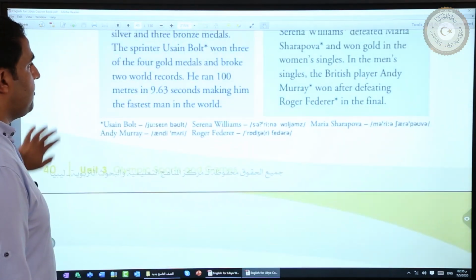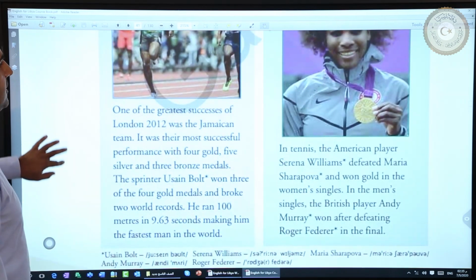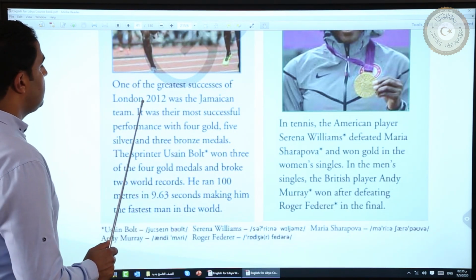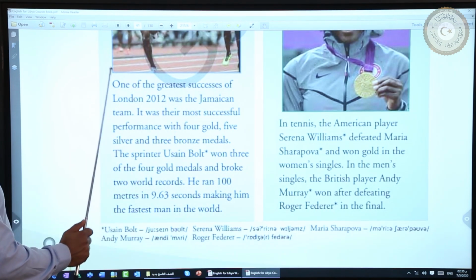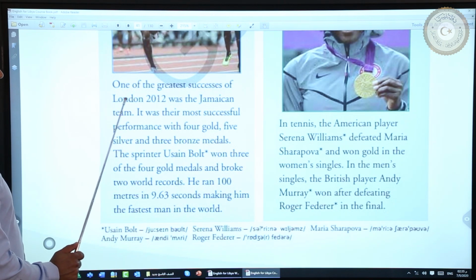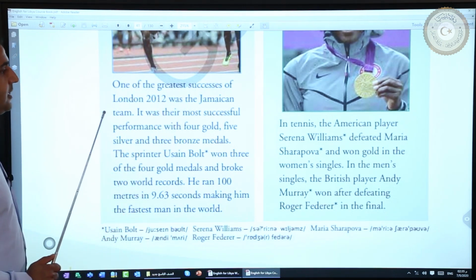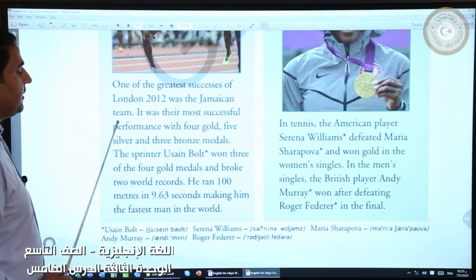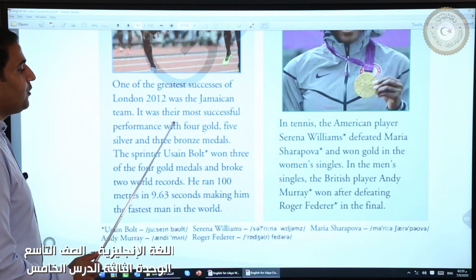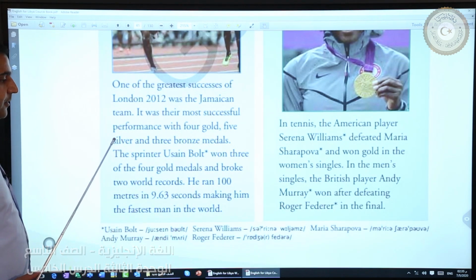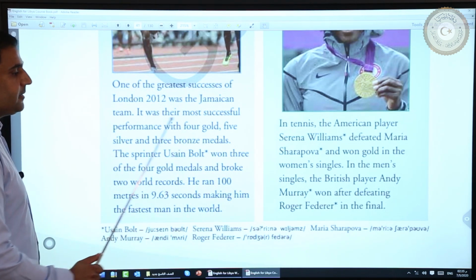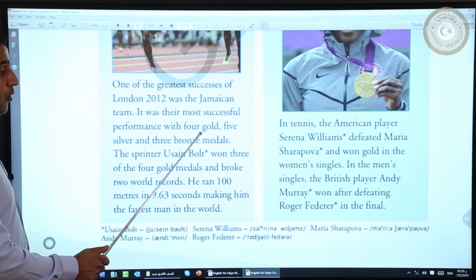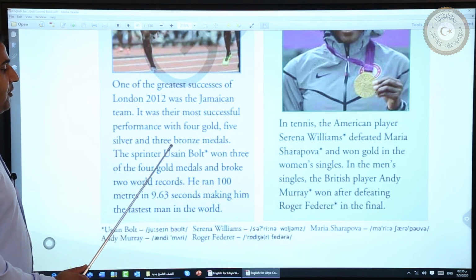Now I want you to listen and repeat after me, reading the text here first, and then we answer the questions later, okay? So, one of the greatest successes of London 2012 was the Jamaican team. It was their most successful performance with 4 gold, 5 silver, and 3 bronze medals.